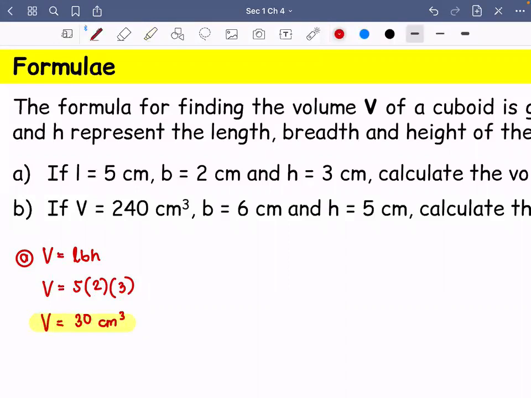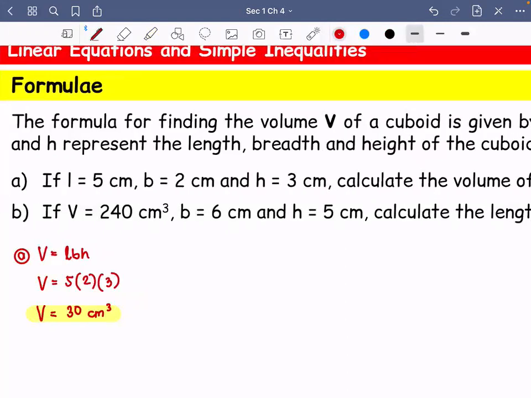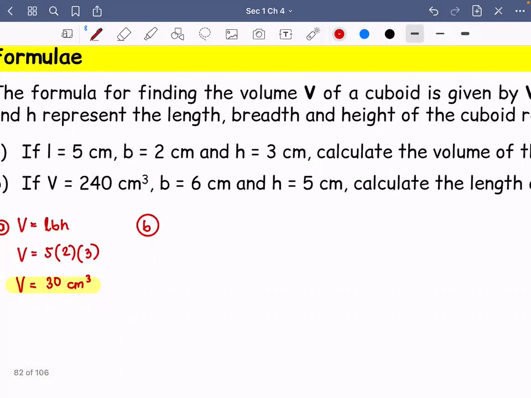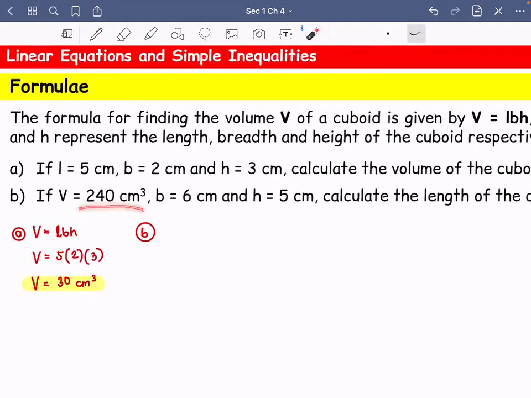How about for letter B? Now, for letter B, instead of finding the volume, we are now finding a missing dimension. It may be the length, it may be the breadth, it may be the height of the cuboid. So let's have letter B. If V, or the volume, is 240 centimeters cube, and the breadth is 6 centimeters and the height is 5 centimeters, what is the length? So what is L?